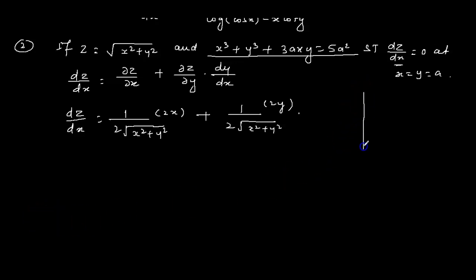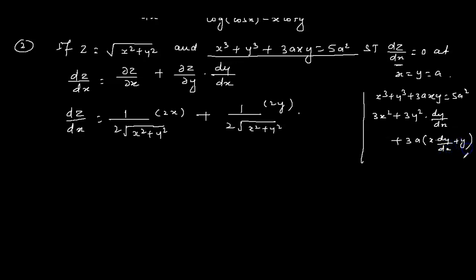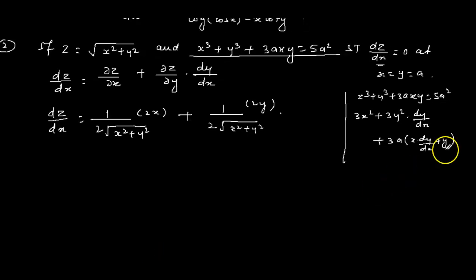So here, x cube plus y cube plus 3axy is equal to 5a square. Differentiate this with respect to x. So 3x square, this one becomes 3y square into dy by dx, plus 3a is a constant, x into dy by dx plus y, and x differentiation is 1, that equals 0. Right hand side, this is the constant here.